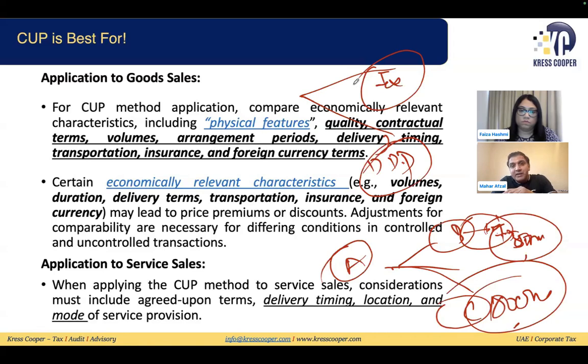In case we are supplying services: CUP is the best suitable for the delivery of goods, but it doesn't mean that you cannot apply this method for the provision of services. If you are giving services, you can apply the CUP. And then we need to consider delivery, timing, location, and mode of provision of services. All these factors need to be considered to assess whether we are under similar circumstances or not.